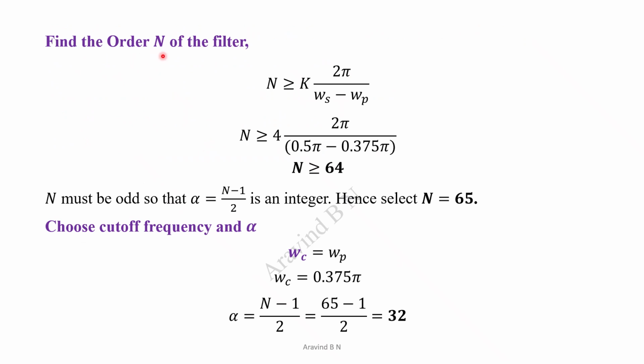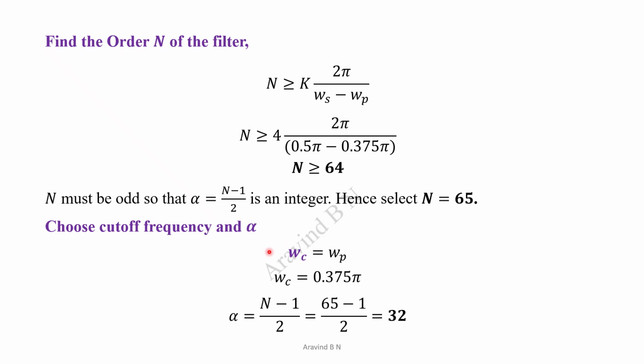Now finding the order of the window, this is the formula. In order to find the order of the window, we are going to get 64 as the order of the window. Since the order of the FIR filter must be an odd number, we are going to round off to the next odd number, that is N is equal to 65, because we need to have the exact midpoint. So because of that, we are going to have the order N is equal to 65.